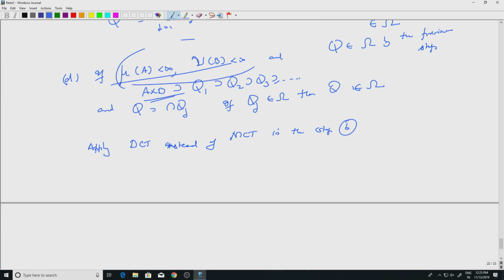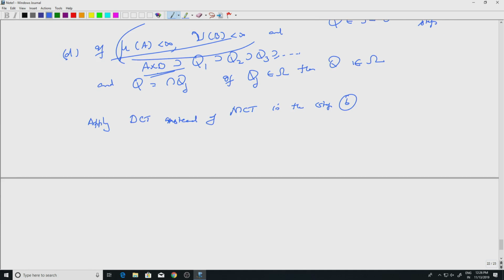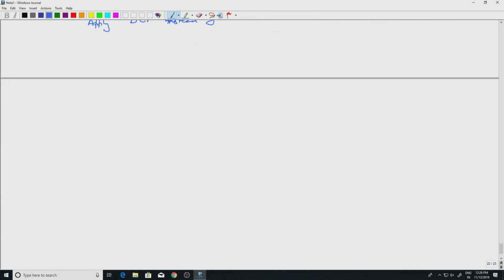That is the point. Okay. So, I will leave that part to you. That is an easy exercise. So, now we can conclude the proof that omega is a monotone class.